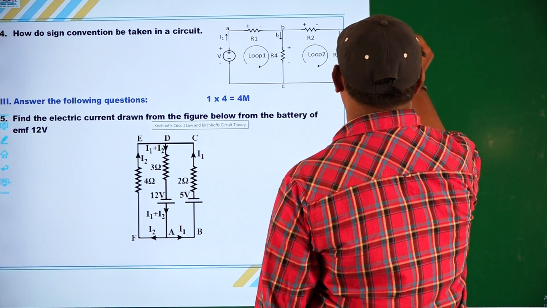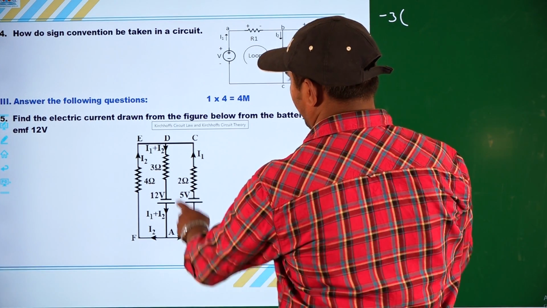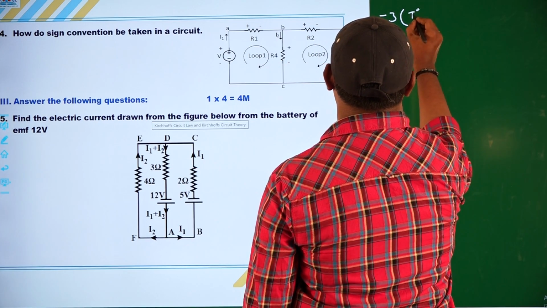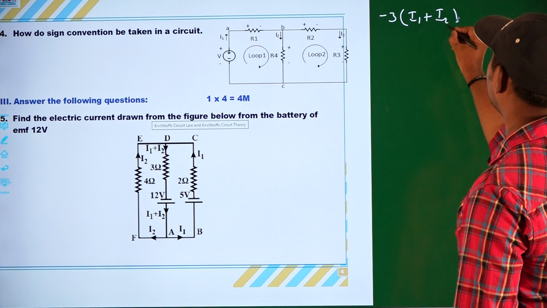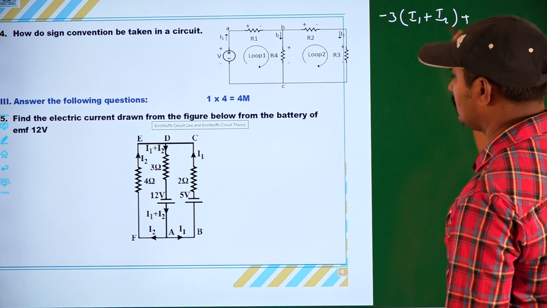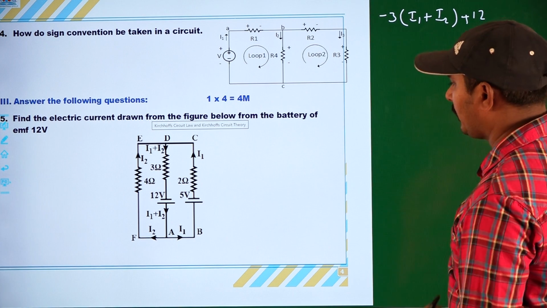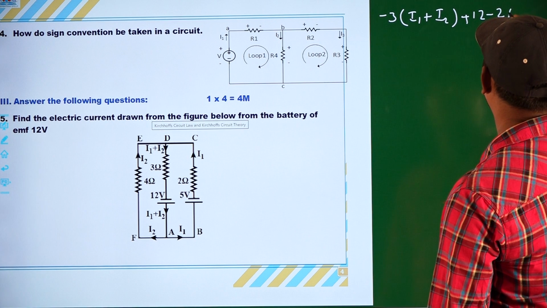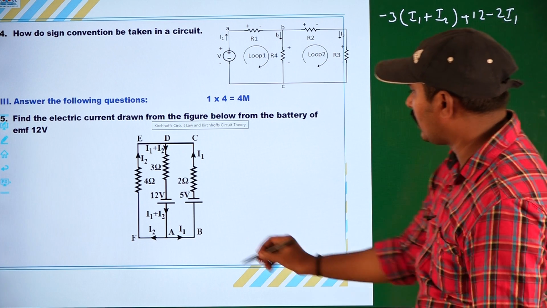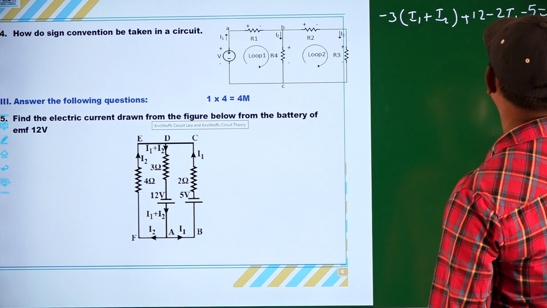Here we take the current direction, so -3, and the current here is I1 plus I2, so -3(I1 + I2), plus the potential difference 12, next minus 2I1, and the potential difference -5 is equal to 0.